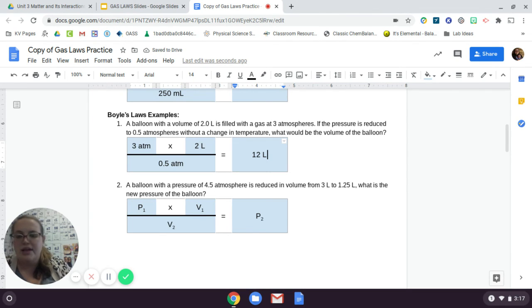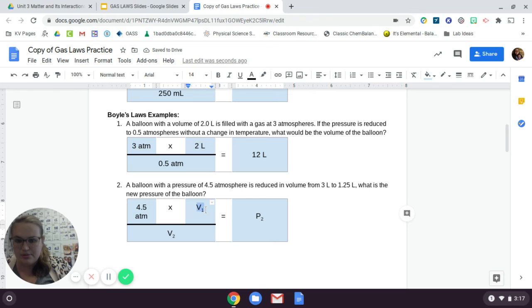All right, and then my final Boyle's law example says a balloon with a pressure of 4.5 atmospheres is reduced in volume from 3 liters to 1.25 liters. What is the new pressure of the balloon? So my initial pressure was 4.5 atmospheres. My initial volume was 3 liters. And my final volume is 1.25 liters. So I'm going to do 4.5 times 3 divided by 1.25. And that'll give me my final pressure of 10.8 atmospheres. So that's how you do those examples.